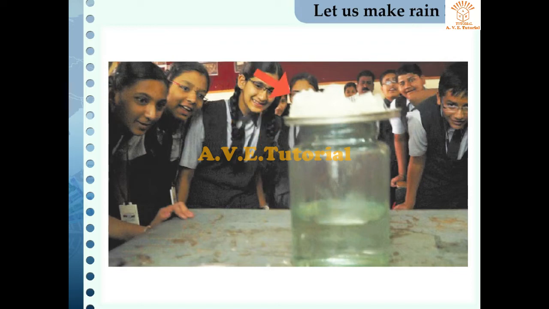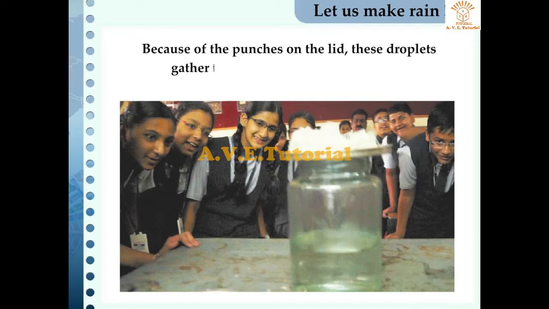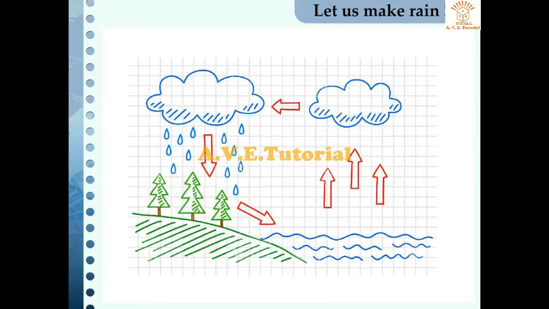Because of the ice cubes above the lid, condensation of the vapor occurs. Consequently, water droplets formed from the vapor accumulate on the inner side of the lid. Because of the punches on the lid, these droplets gather together and fall down as drops. During rainfall, a similar process happens in the atmosphere on a large scale.